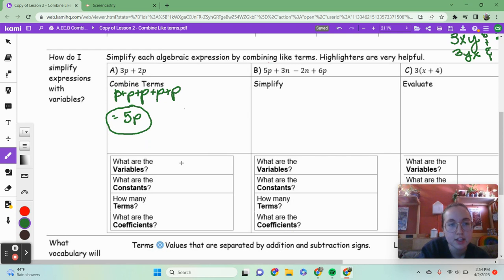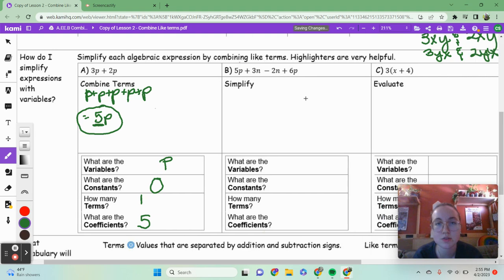So what are the variables? The variable here is p. The constant, I don't have any numerical term, so the constant is 0. You're always adding a 0 on at the end of something, right? I could also write this as 5p plus 0. That would just be unnecessary. How many terms are there? There's just one. And what are the coefficients? The coefficient, or the thing multiplying the variable, is 5.